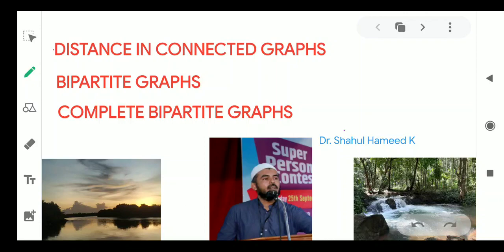Already you have learnt what connected graphs are and some of the special classes of graphs like complete graphs, then cycle, path, etc. Bipartite graphs are also very important in graph theory. Let us see how we can define distance between two vertices in a connected graph.